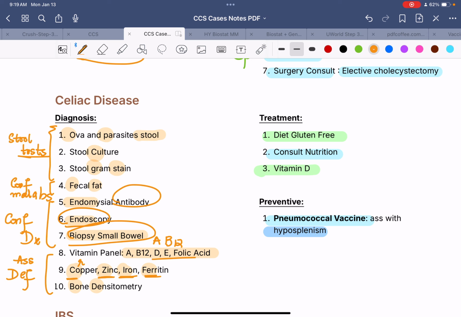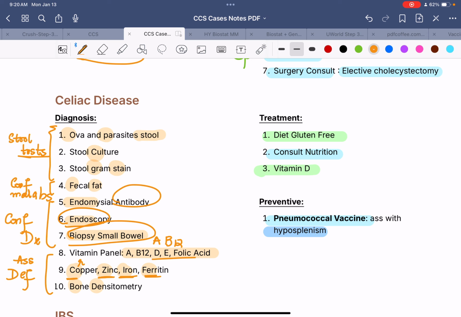For celiac disease, think four main things. One, confirm the diagnosis with endomysial antibodies, endoscopy and biopsy of the small bowel. Two, find the associated deficiency with vitamin A, D, E, B12 and folic acid, along with the micronutrient deficiencies, copper, zinc, iron, along with the ferritin and bone densiometry. Next, look for some associated confirmatory labs that will confirm that it's malabsorptive with the fecal fat, and do the stool tests for ova and parasites, culture and gram stain to rule out infectious causes, right?